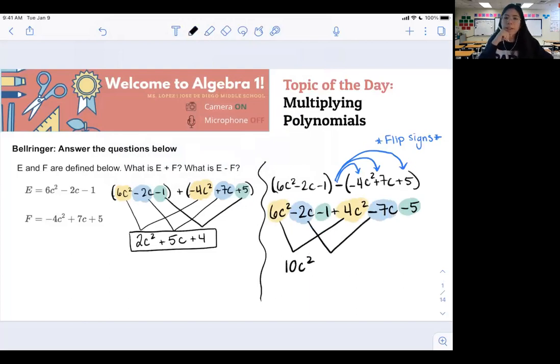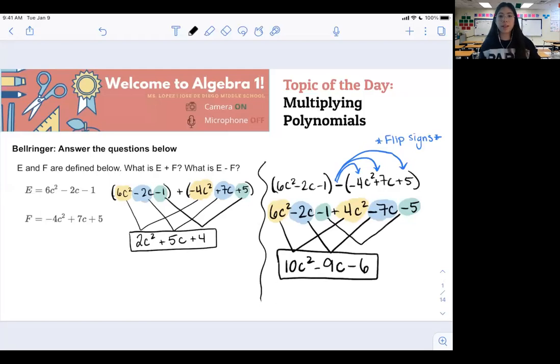What do I get here? Negative 2 and negative 7. Negative 9c. And then negative 1 and negative 5. Good. I see Wenchley put it in the chat, negative 6. So there is my second answer. Because when you add, it's different than when you subtract. Because of subtraction, you have to do that first step of flipping all the signs.